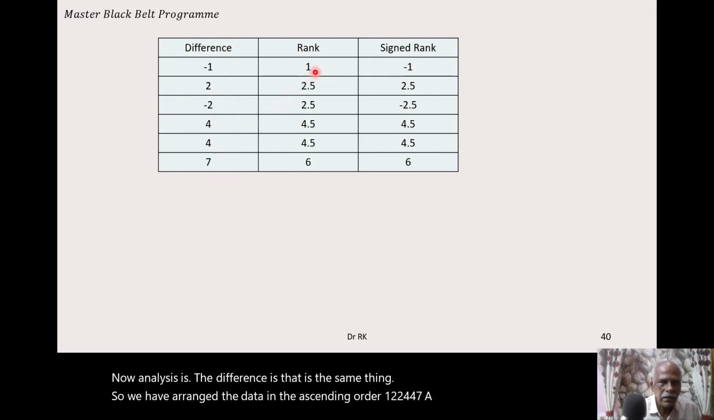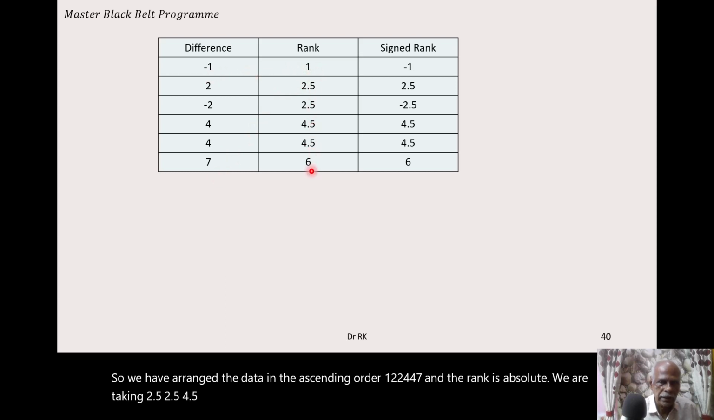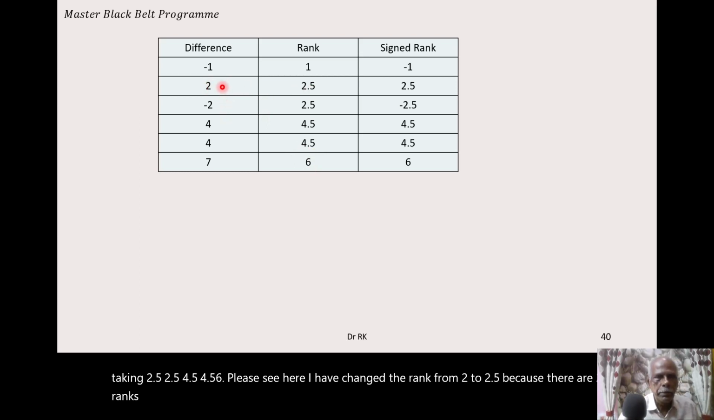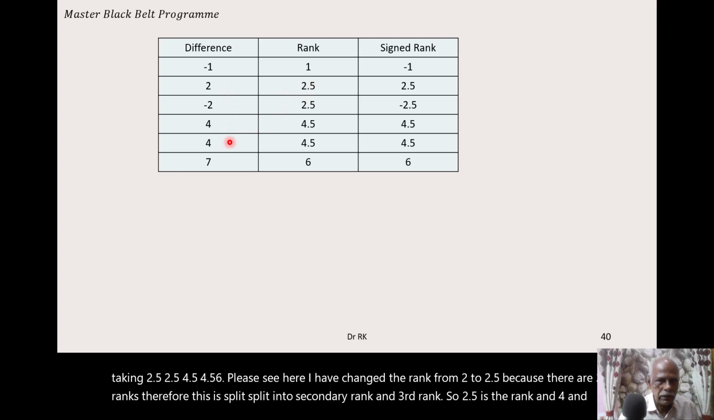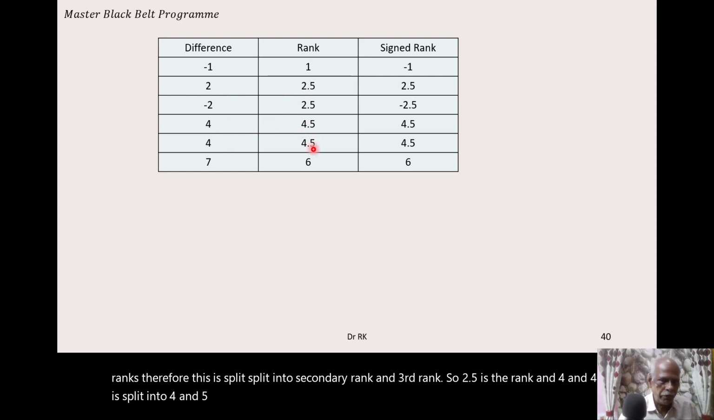And the ranks of the absolute values we are taking are 2.5, 2.5, 4.5, 4.5, 6. Please see here, I have changed the rank from 2 to 2.5 because there are 2 ranks. Therefore, this is split into second rank and third rank. So 2.5 is the rank. And 4 and 4 is split into 4 and 5. So 4.5, 4.5 I am splitting.